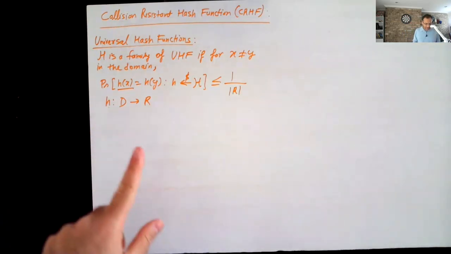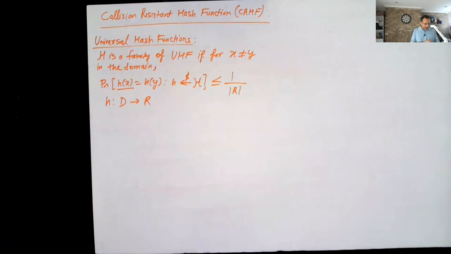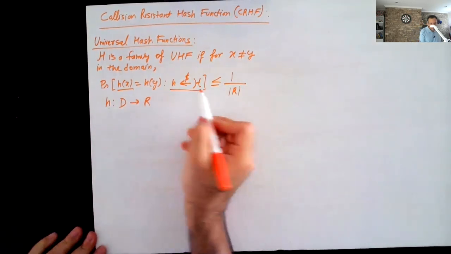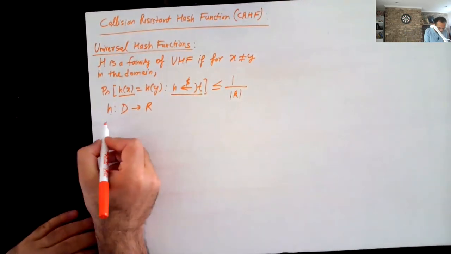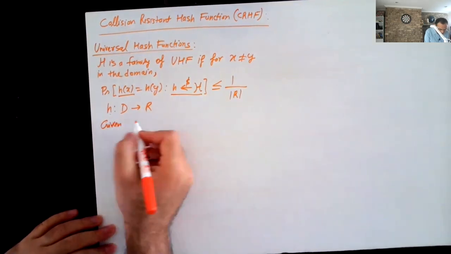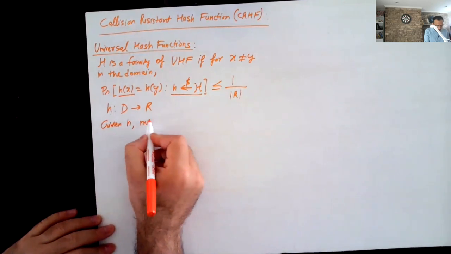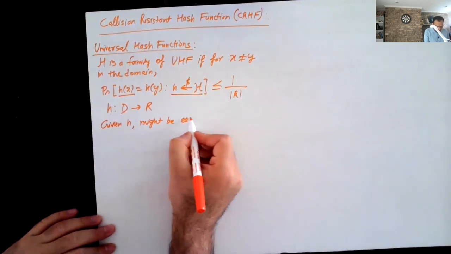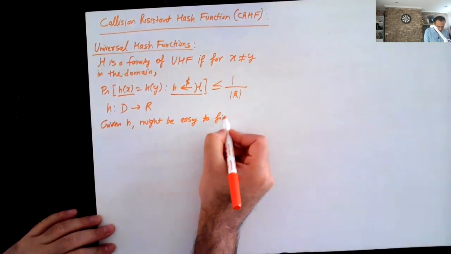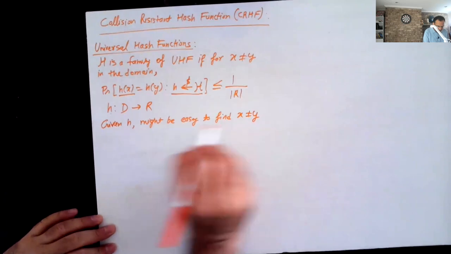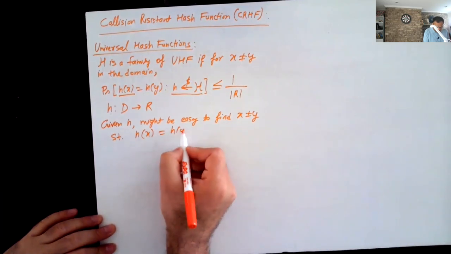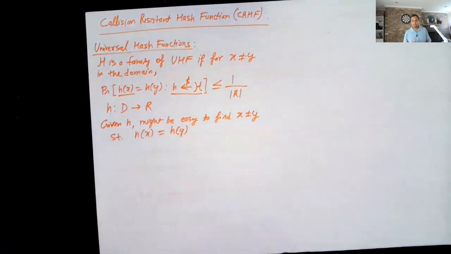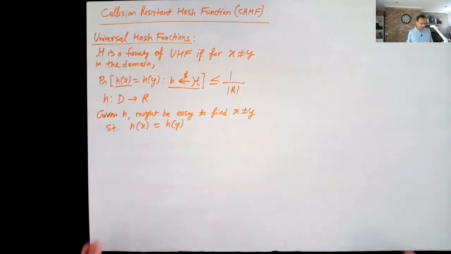But here, observe the following: this property only holds if H is chosen uniformly after x and y. In particular, if you are given H, it might be easy to find x not equal to y such that H(x) is still equal to H(y). This is entirely possible. Universal hash functions don't guarantee anything in this case.